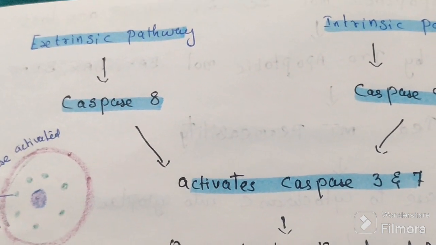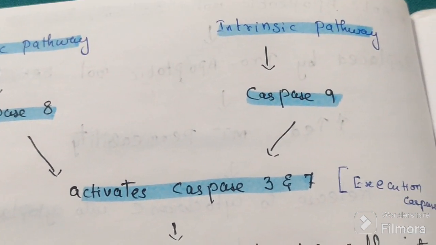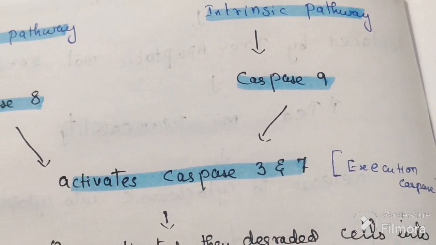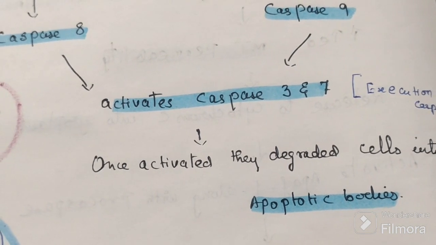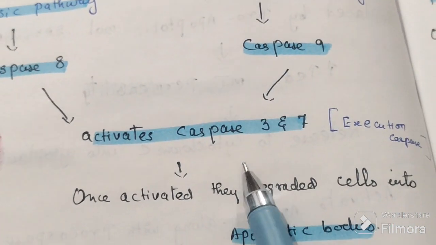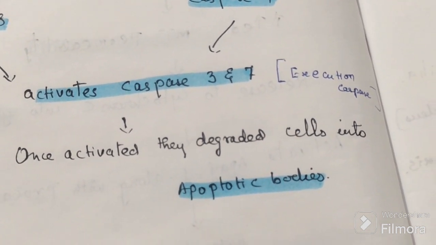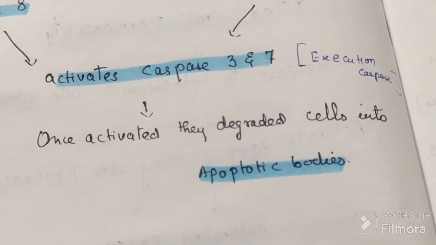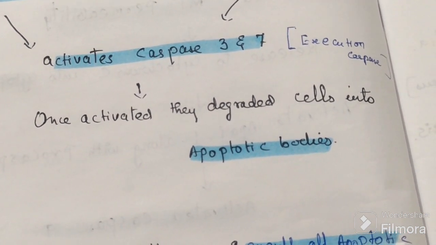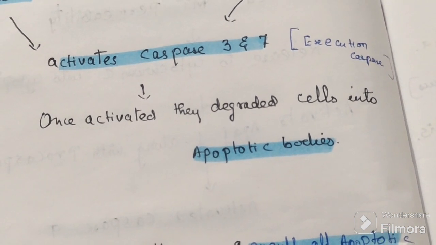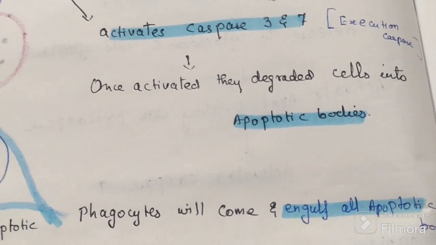So, the extrinsic pathway activates caspase enzyme 8, and the intrinsic pathway activates caspase enzyme 9. Both are activated. These two enzymes will activate caspase enzymes 3 and 7. After that, it will activate other caspase enzymes also. So all the caspase enzymes will be activated. After that, it causes cell degradation, forming apoptotic bodies.